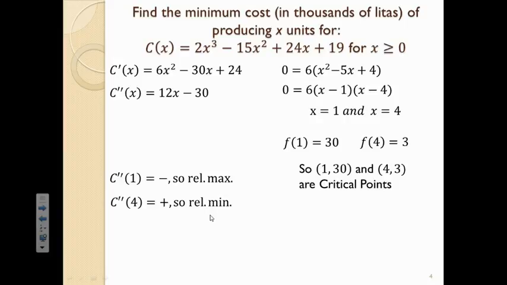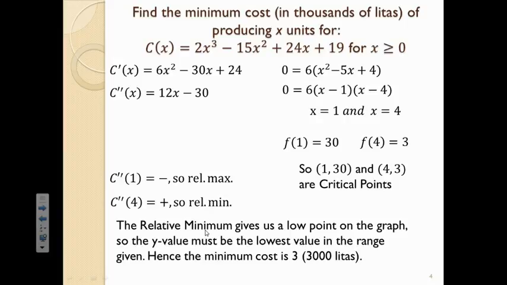So from that, we can pretty much tell that the relative minimum is going to be the low point on the graph. We could simply come here and say the relative minimum using the second derivative, or we can just look at the 2 points. Y of 3 is less than y of 30, so this must be the relative minimum. And remember that we're finding the minimum cost in thousands of liters, so a 3 is actually going to be 3,000 liters.